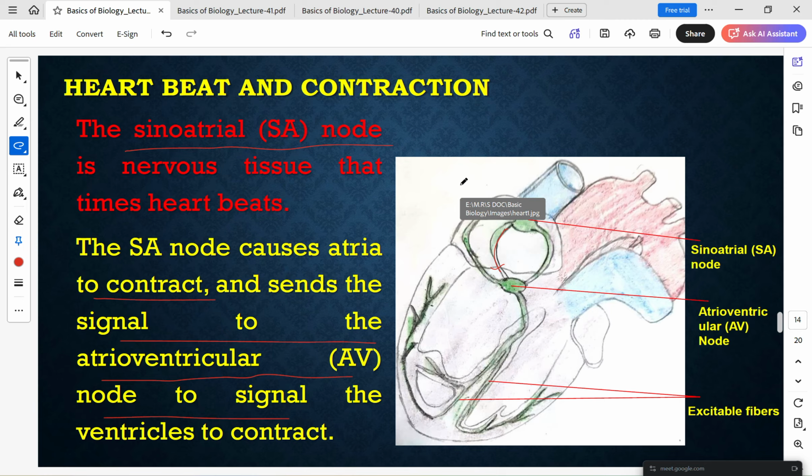Both of these nodes are also innervated by other nerves. For example, if you are exercising, or if there is release of adrenaline, both of these conditions lead to an increase in heart rate. So whenever such a situation arises, the nerves that are innervated here make sure that the SA node and the AV node get the required signals of sorts to make sure that the heartbeat rises as per the need.